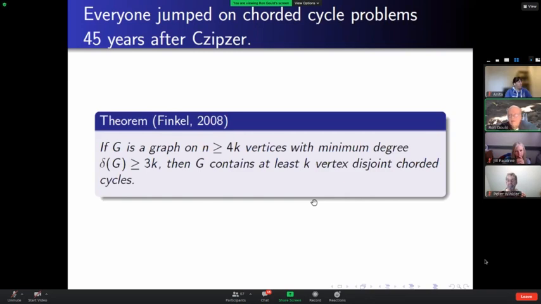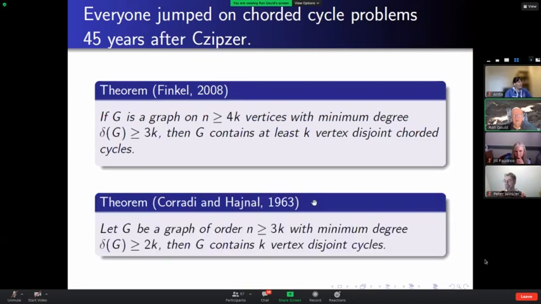Now, that's a nice theorem. His proof technique is fairly standard. It's the maximum counterexample type technique that you would see a lot in cycle problems. But the reason I really like this result is the following. If you look at the old famous Corrádi-Hajnal theorem, let G be a graph with order at least 3k and minimum degree at least 2k, then G contains k vertex disjoint cycles. So you can look at Finkel's theorem as an extension of Corrádi and Hajnal in very natural ways.